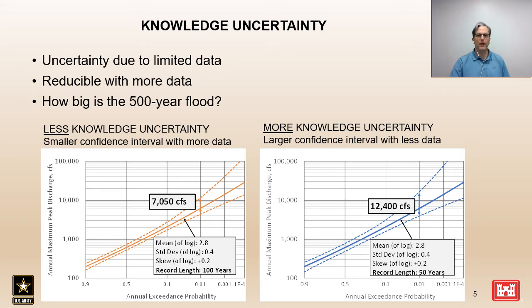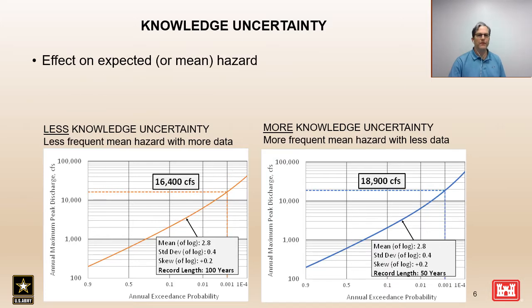So the bottom line is that the record length is generally an indication of the amount of knowledge uncertainty, with a longer record length resulting in a smaller amount of knowledge uncertainty. So in addition to the confidence intervals, the knowledge uncertainty also affects the expected or the mean hazard curve. So in the two plots shown is a comparison of two mean hazard curves with different amounts of knowledge uncertainty.